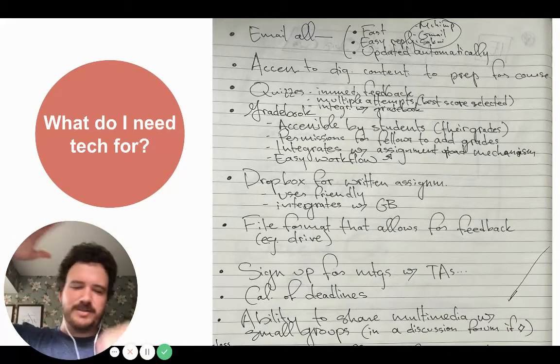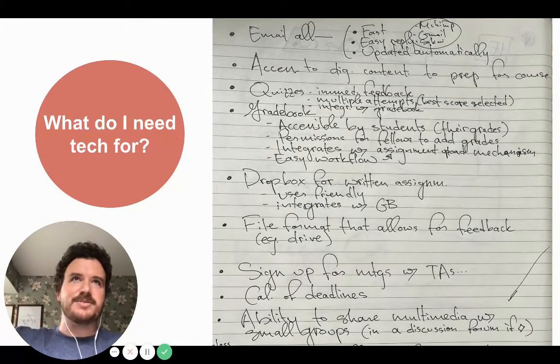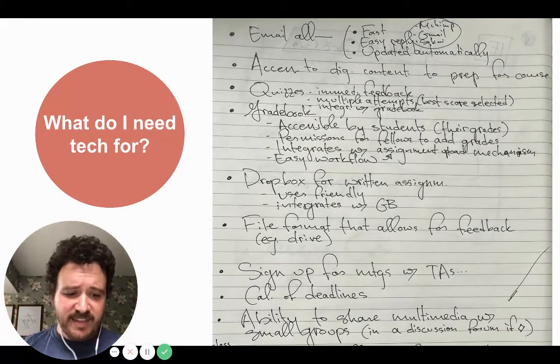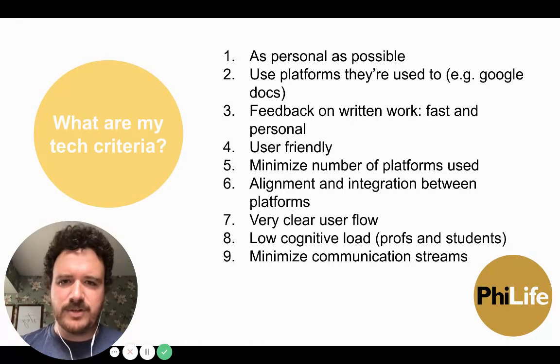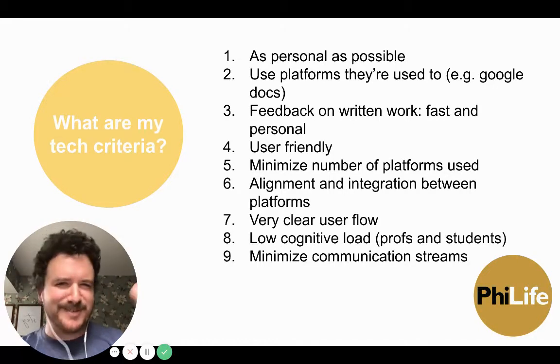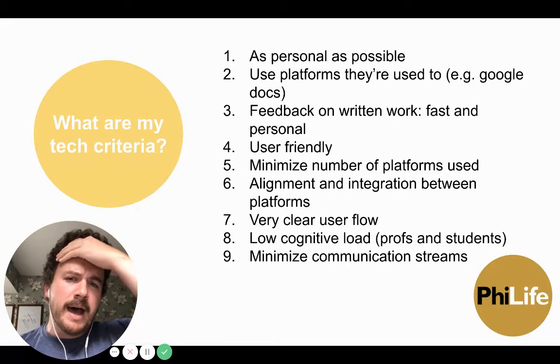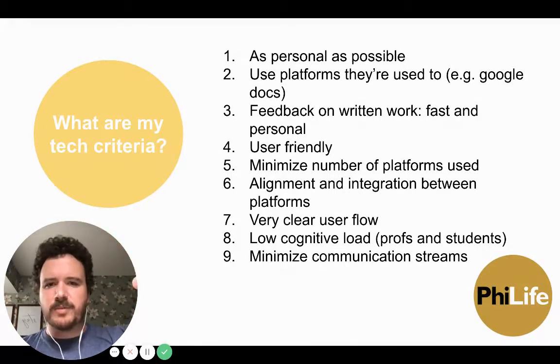Once you have this list, it should be a massive brainstorm, a bunch of different things. Then I think it's time to step back for a second and ask what your tech criteria are. Let me give you a couple of ours. This is a ranked list. It's an old list, not our final one, but our criteria are, first and foremost, any tech that we use has to be as personal as possible.